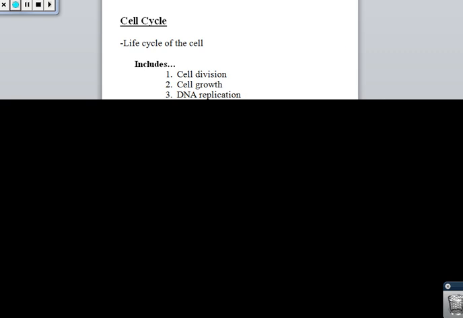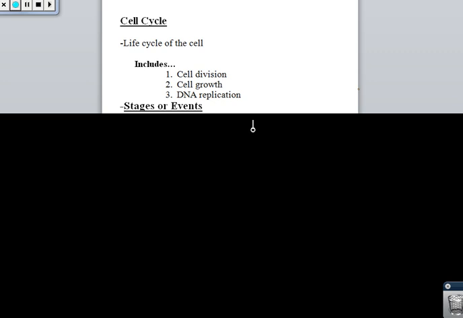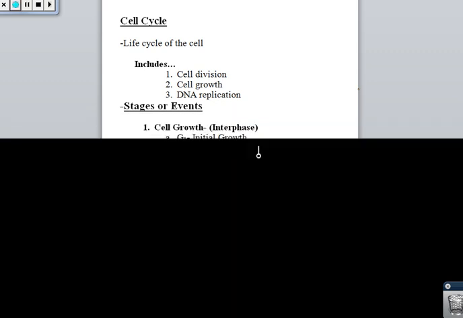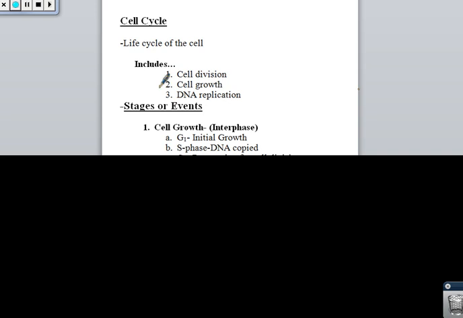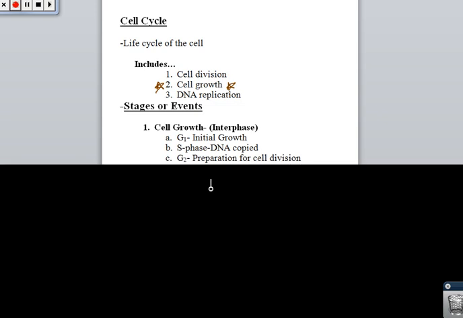So if we continue, we also have stages or events that occur during the cell cycle. The first one we've already talked about, cell growth, also called interphase. And like I said, it has three parts to it, and some people even add one called G0. We'll talk about that in a minute. The G1, the S phase, and G2.